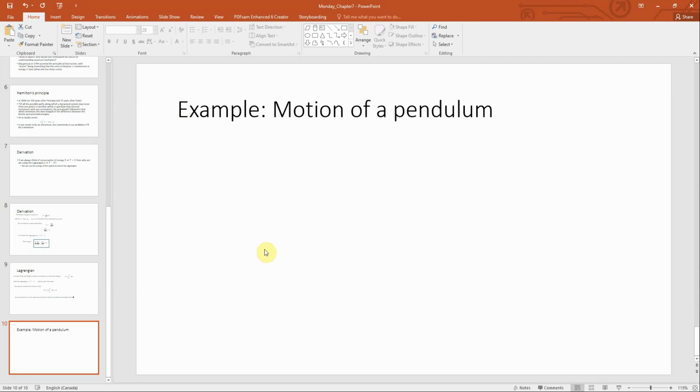Okay, and then I'll finish off the lecture with an example by getting the motion of a pendulum, and we'll compare that to Newton's laws.